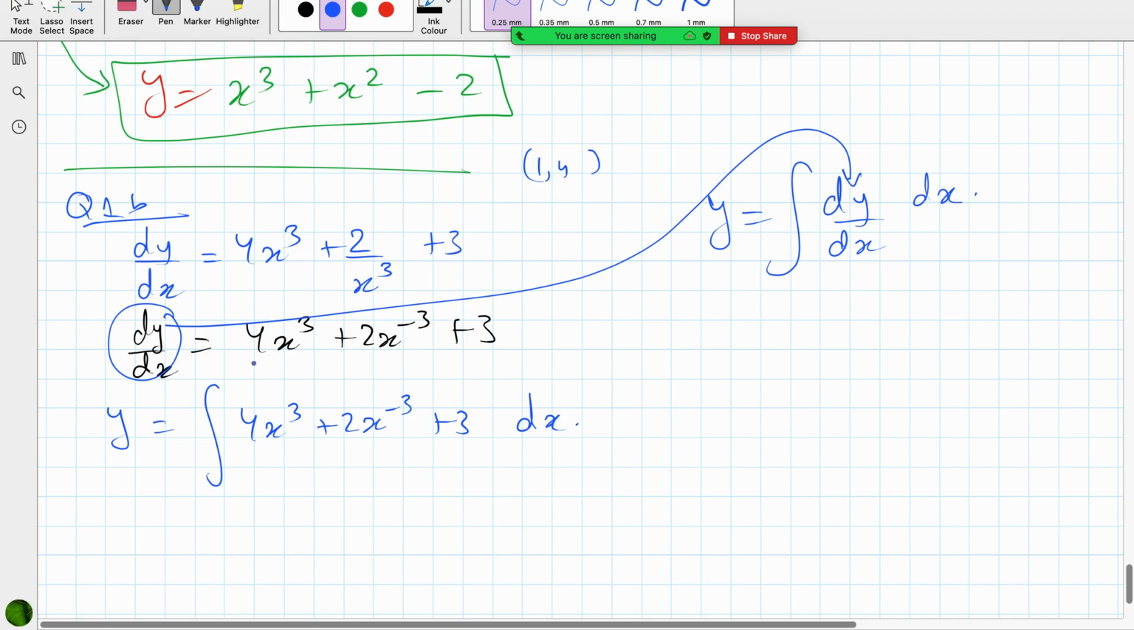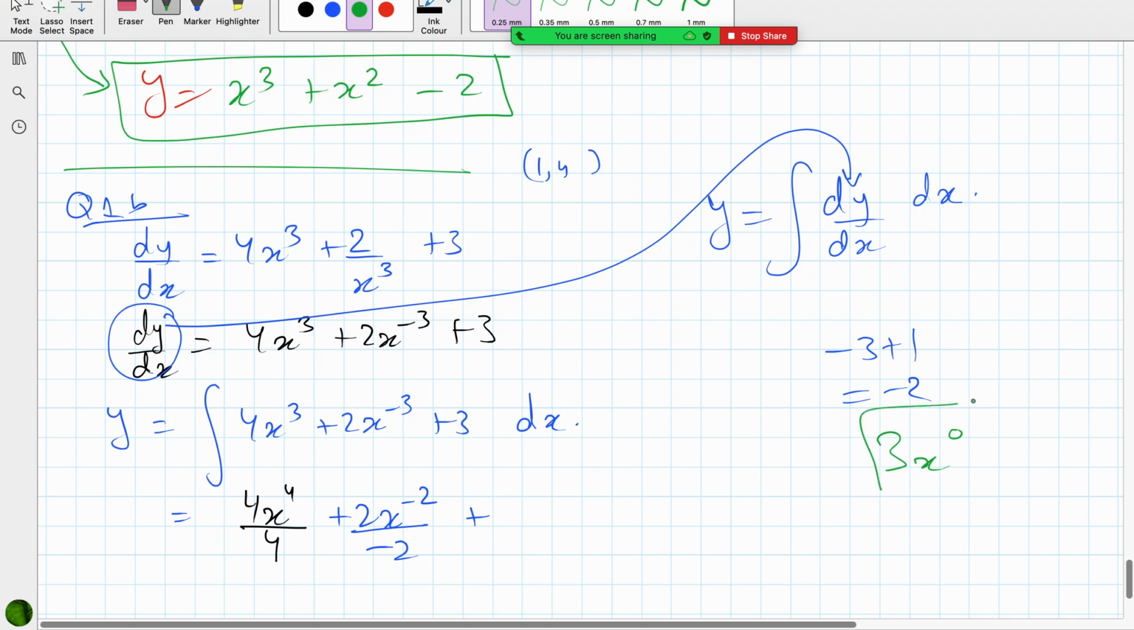Now when we go for integration, the first step is increase 1 in the power. So 4x, when you increase 1 in the power, you get 4x^4 divided by the new power, plus 2x^-3. When you add 1, this becomes negative 2. There was minus 3, so when you add 1, it becomes negative 2, and divide by the new power, plus 3 is already there. May I say this is 3x power 0?